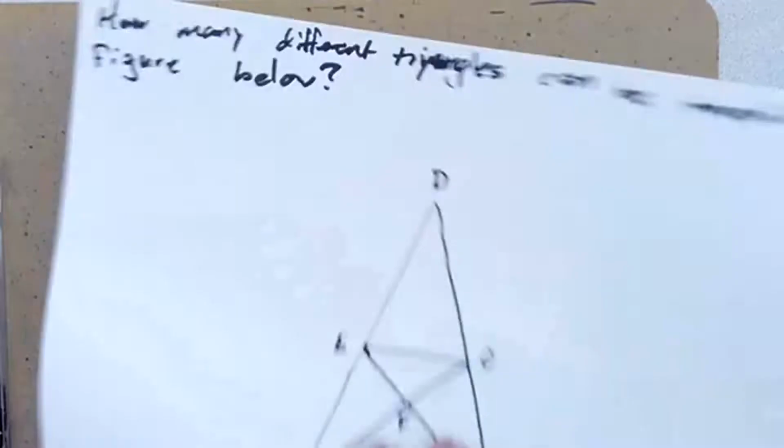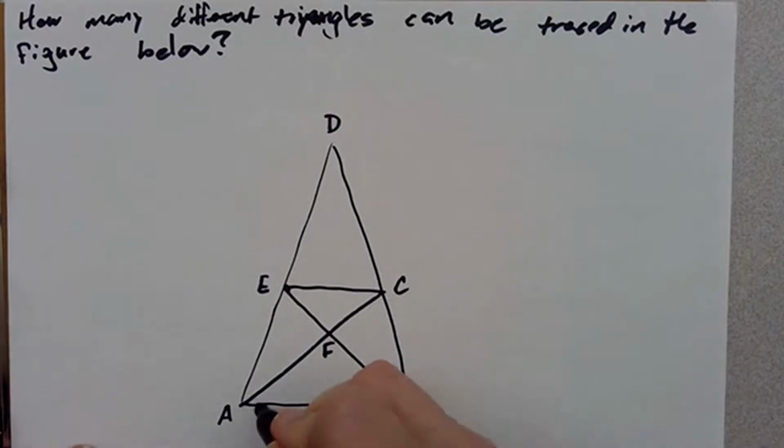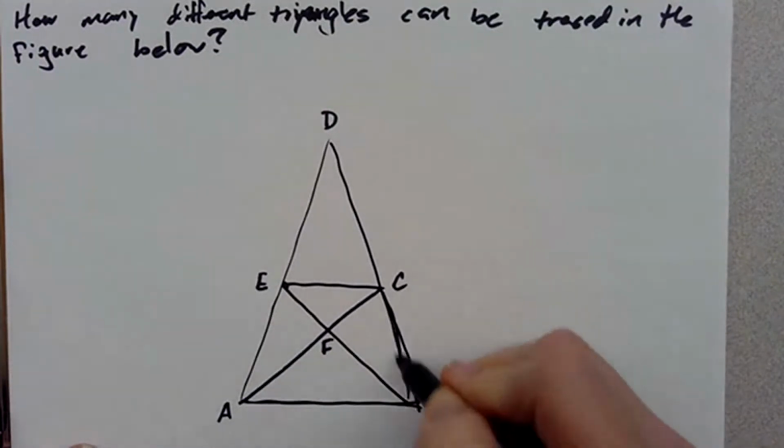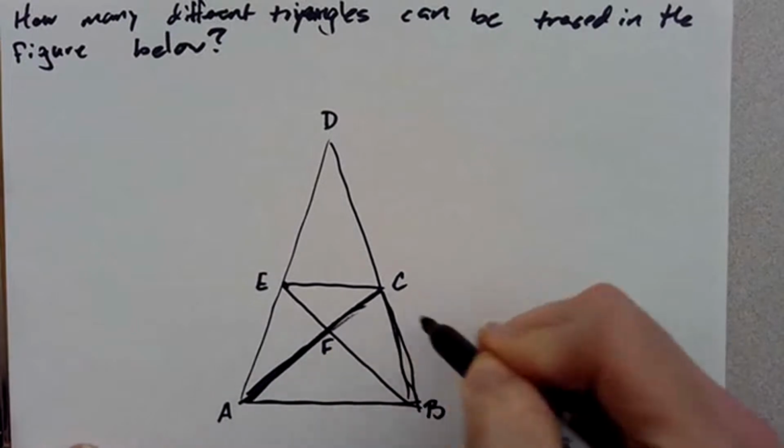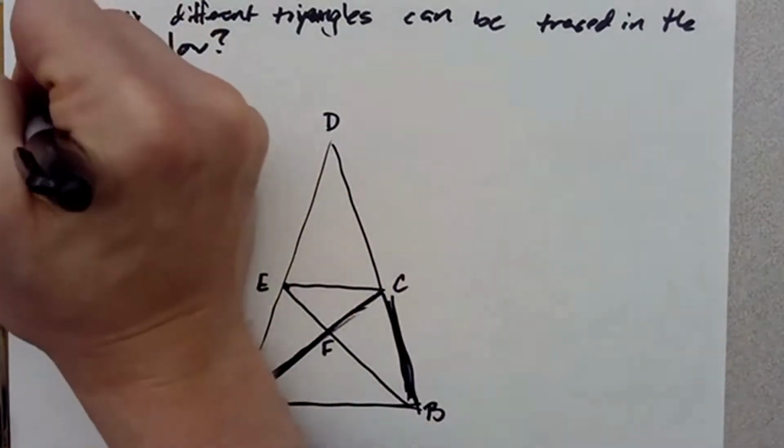Last problem in this video, how many different triangles can be found in the figure below? I find the best way to handle this is to start at A and go to B and then to C and then proceed that way. So I can start listing the different ways that I can make these triangles. So there's my first triangle, ABC.